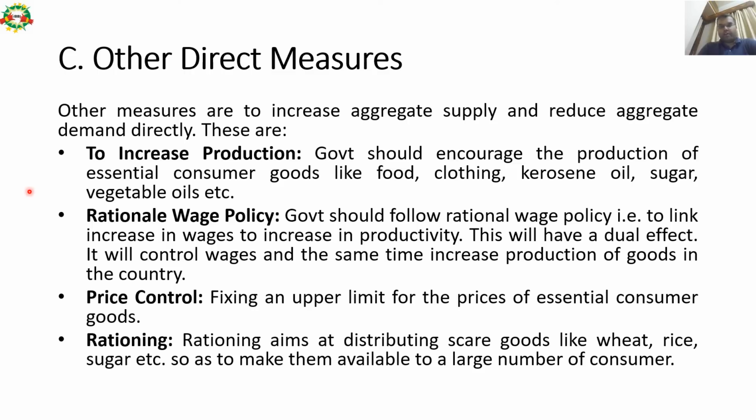It will not only control wages but also, at the same time, increase production of goods in the country. Then price control, fixing an upper limit for the prices of essential consumer goods to control inflation. And fourth is rationing. Rationing aims at distributing scarce goods like wheat, rice, sugar, etc., so as to make them available to a large number of consumers.